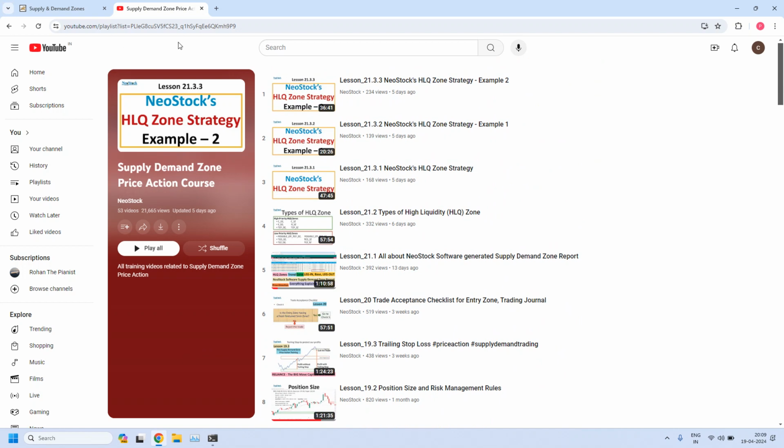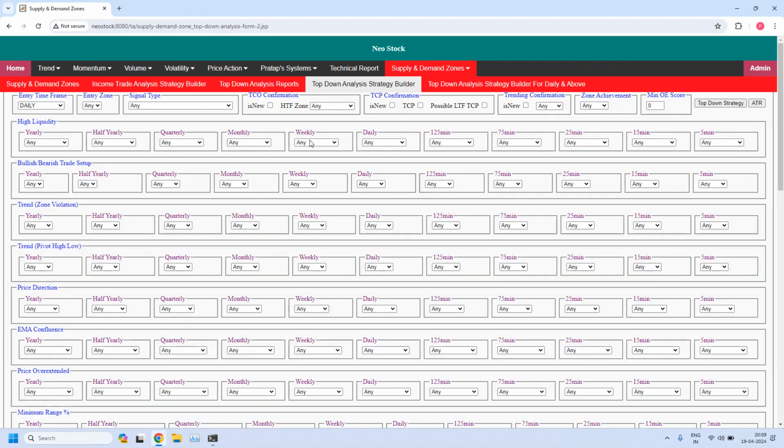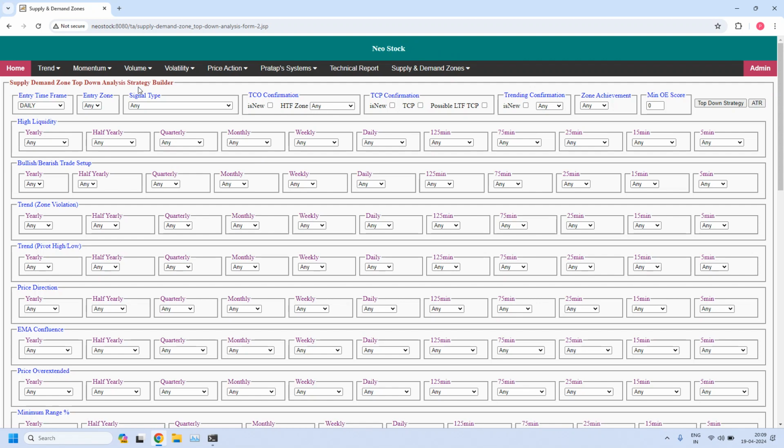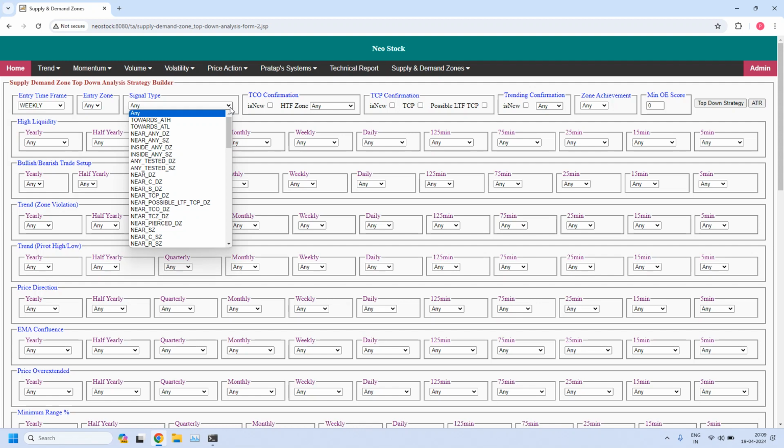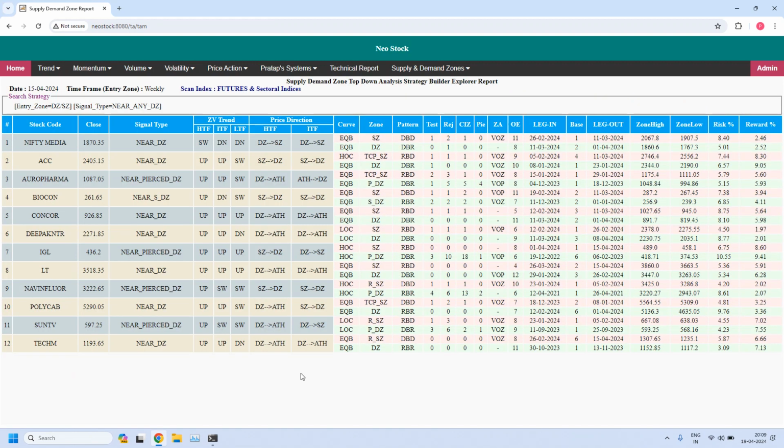Now let's get into weekly report generation with the help of NeoStock software, supply demand zone, top-down analysis, strategy builder. So I'm selecting the entry time frame as weekly. First, let us identify the stocks near weekly demand zone. So these 12 stocks are filtered.